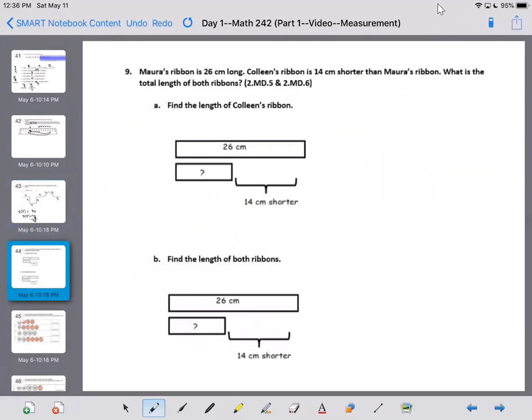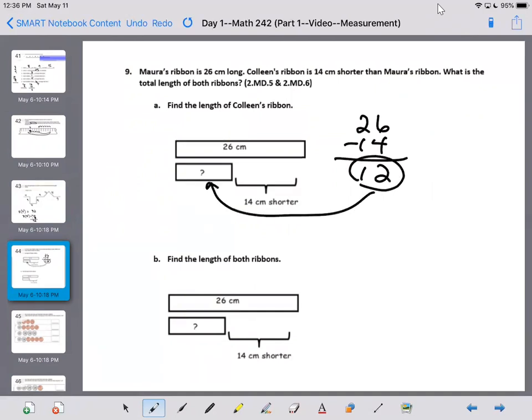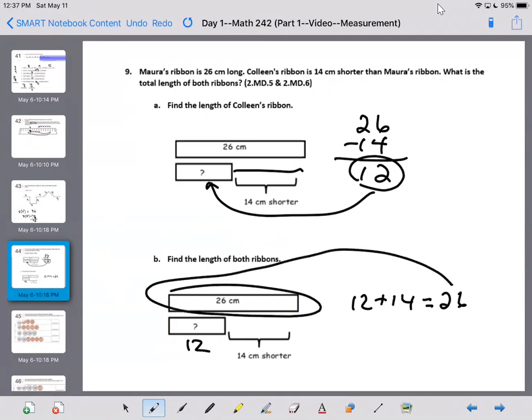Here we've got Mara's ribbon is 26 centimeters long, and Colleen's ribbon is 14 centimeters shorter than 26. We know that it's 14 shorter than that, so they can do a subtraction to figure out what that length is. And then if we know this is 14, and so we know this is 12, so 12 plus 14 should give us the length of Mara's ribbon.